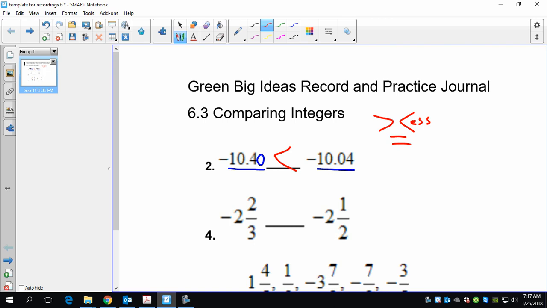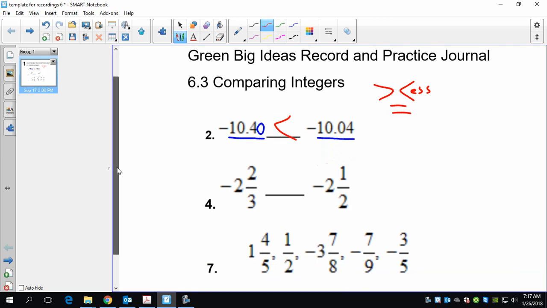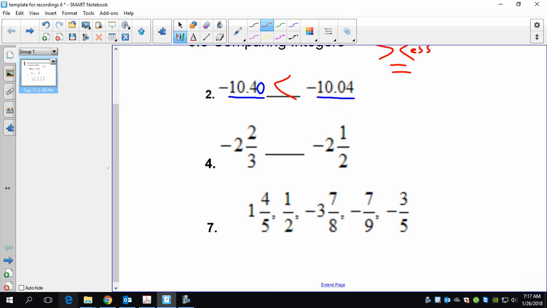Okay. For number 4, we have negative 2/3 and we have negative 2 and 2/3 and negative 2 1/2. Well, what we want to do with these is make sure we're doing top divided by bottom and turning our fraction into a decimal. So negative 2 1/2, that one should be kind of easier. That is just simply negative 2.5.